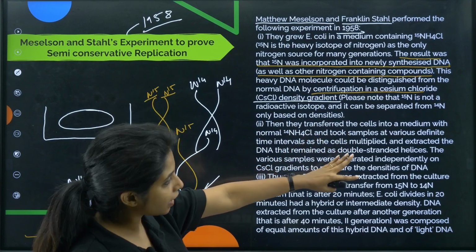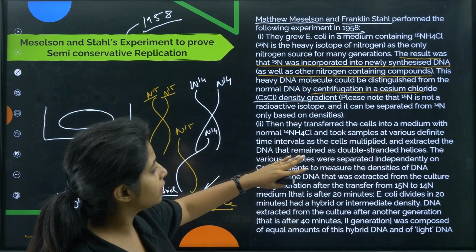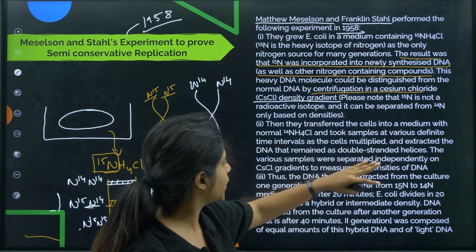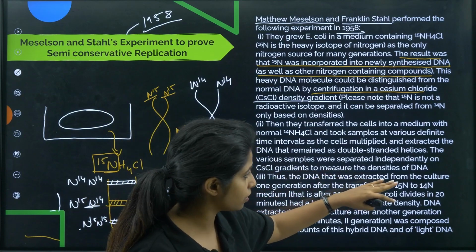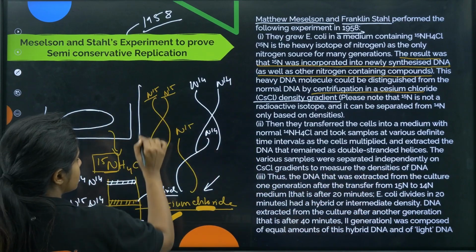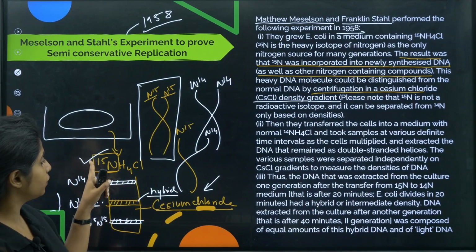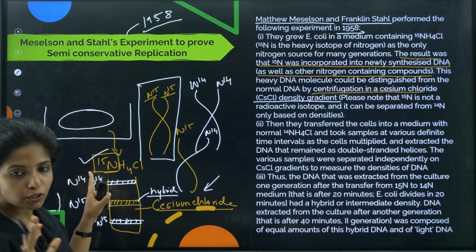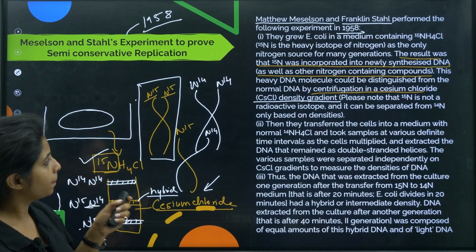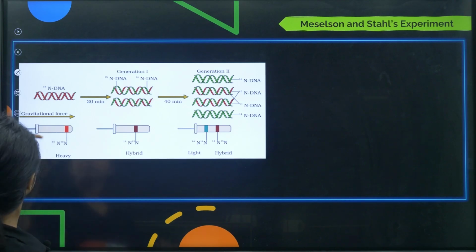NH4Cl and took samples at various definite time intervals as the cells multiplied, and extracted the DNA that remained as double-stranded helices. The various samples were separated independently on a CsCl gradient to measure the densities of DNA. So what happened? Because we were putting it in this particular medium which had N15 as an isotope, all of the DNA would have this particular strand.